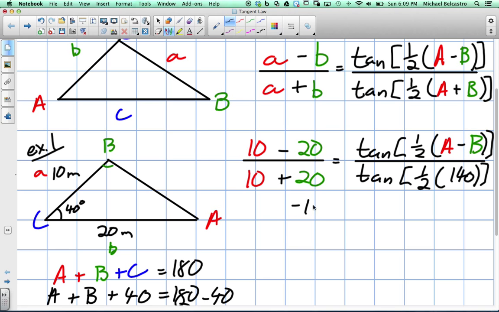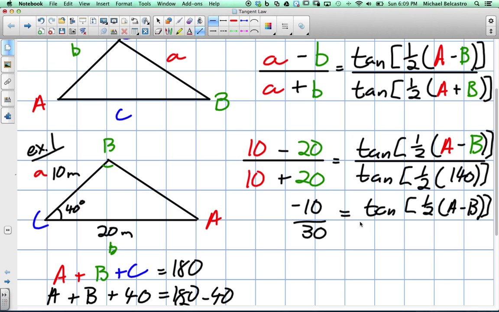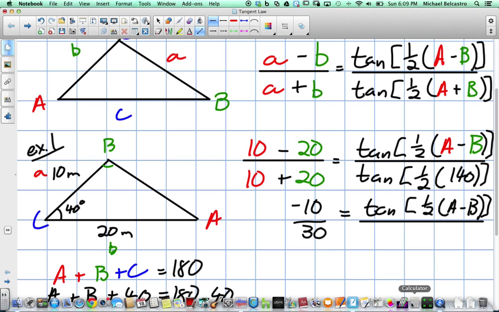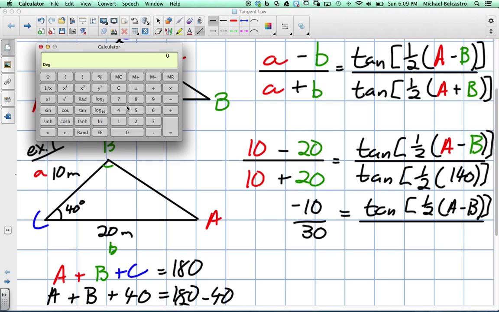Okay, so we'll simplify our sides. This becomes negative 10 over 30 is equal to tan of a half A minus B, which we still don't know, all divided by tan of, and we can actually calculate this. This is a half times 140, which is 70, so we're looking for tan of 70. Here we go, in degrees, great. So tan of 70 is equal to 2.747.